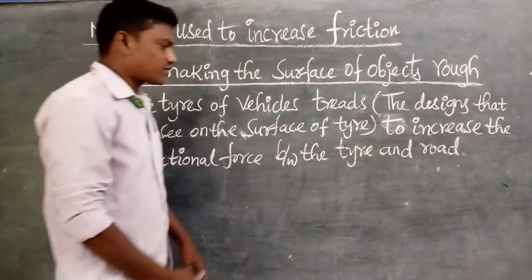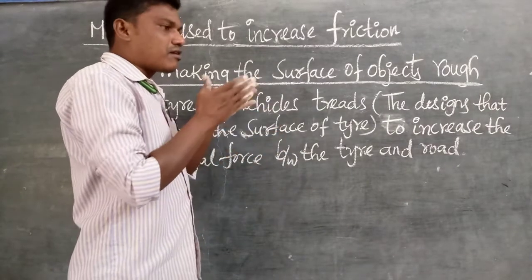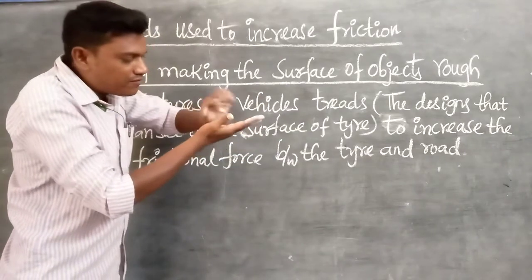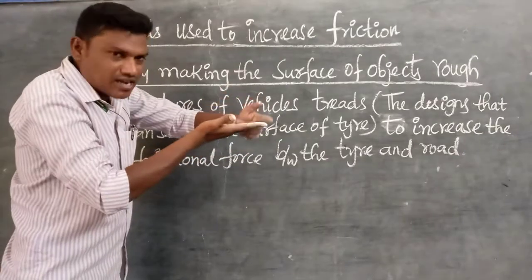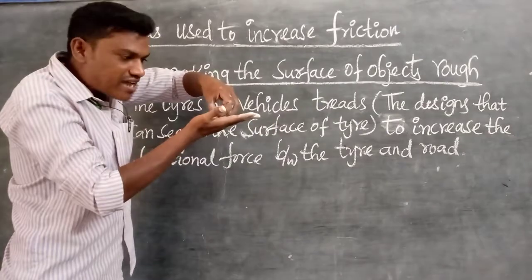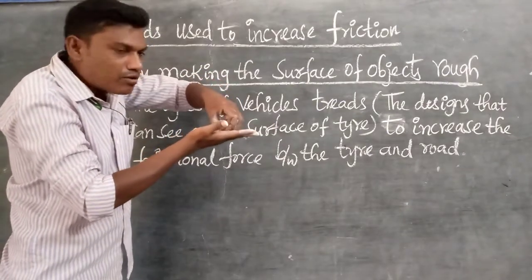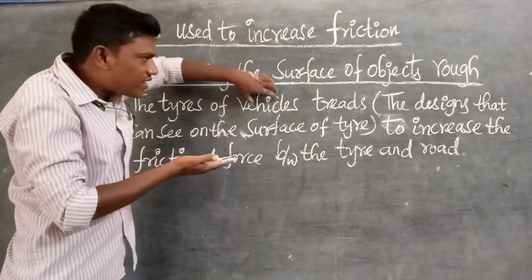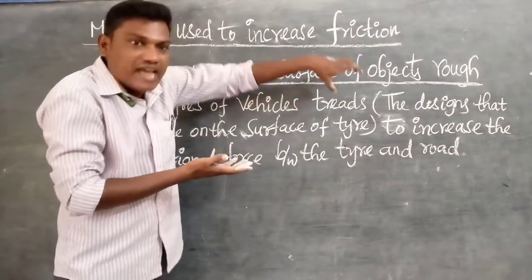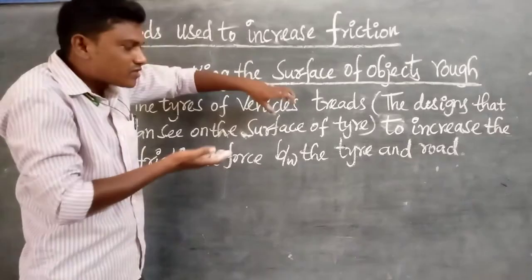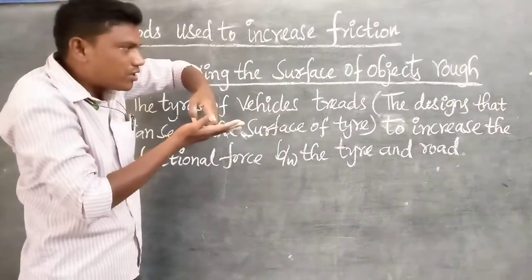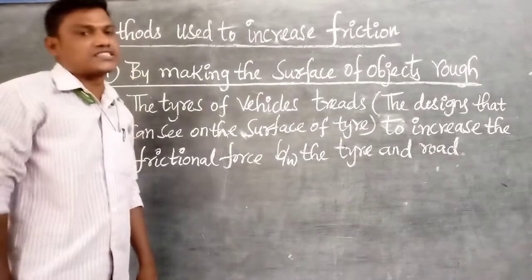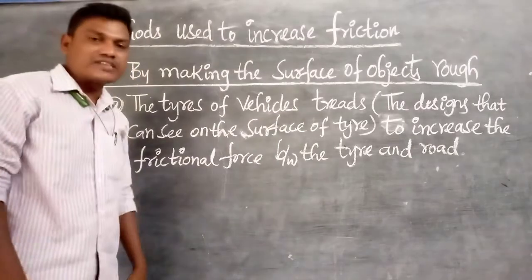So we know that when a car or a bus or any vehicle is moving on the road, the vehicle tire is rolling on the ground. That's right. The vehicle tire is in contact with the surface of the road. So by making the vehicle's tires into different designs, what will happen? Due to their contact force, their frictional force increases. That's right. So you are observing that.